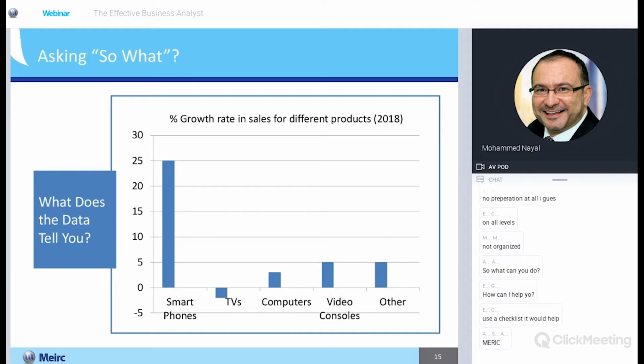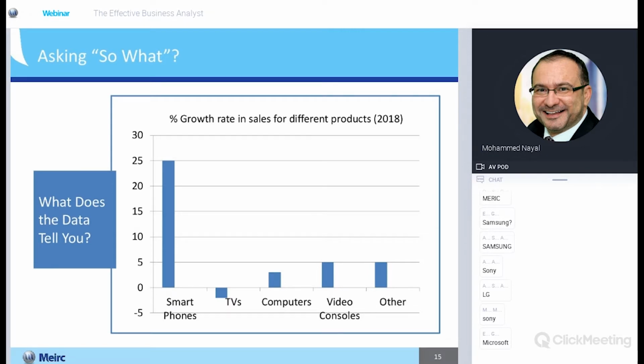Let me give you another example about asking, so what? Now take a look at this data here. Which type of company do you think this is from? Samsung? Okay. Yes, maybe. Although Samsung doesn't sell video consoles. LG, Sony, Microsoft. All right, you're all good.